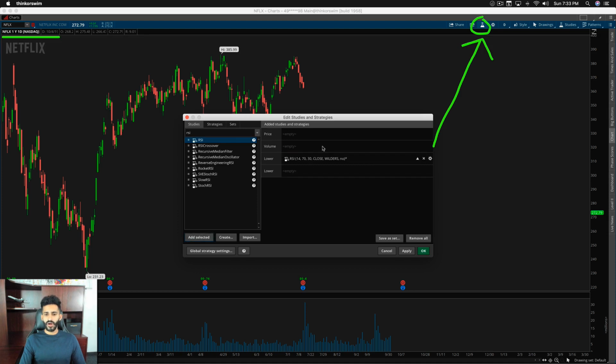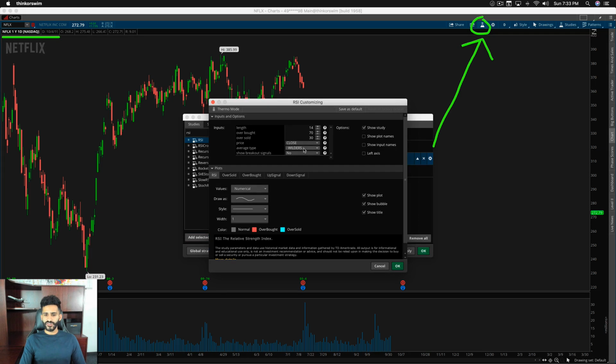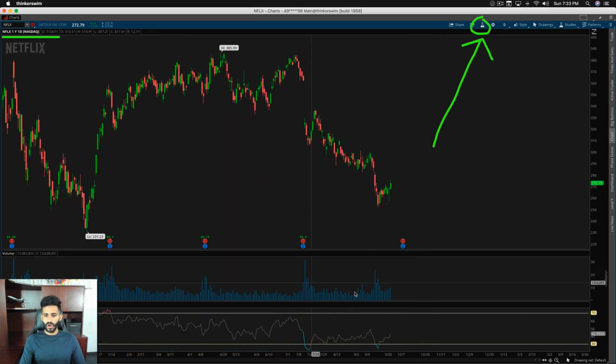Add selected, RSI now pops up. Once the RSI pops up, if you want to change the numbers, which I don't recommend changing unless you know why, you can change all of that from here. If you want to change the colors, same thing, all in settings. Okay, the RSI is now applied.